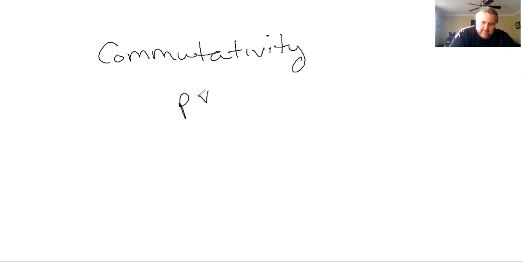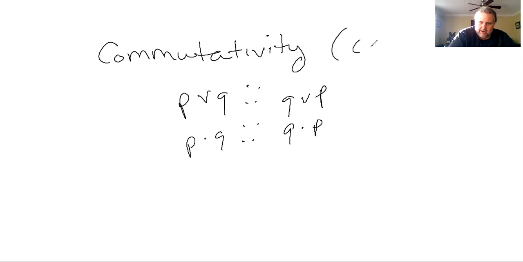All right, the next one is commutativity. I've already done this one, so I will be very quick about it. Commutativity is basically saying P or Q is equivalent to Q or P, and P and Q is equivalent to Q and P. You can just switch the order, no problem. We abbreviate it COM. All right.